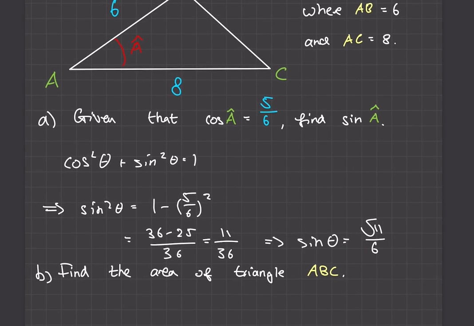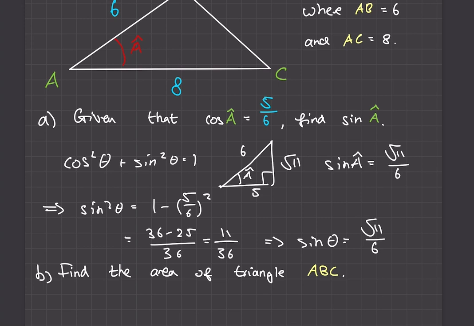Another way, which I sometimes find useful, is to draw a little triangle. We construct a right angle triangle, and you label this angle as theta, or in this case, A. You know cosine of A is 5/6, but cos of A is just adjacent over hypotenuse. Then by Pythagoras, because it's a right angle triangle, we know that this side is going to be root 11. And so sine of A is just opposite over hypotenuse, SOHCAHTOA.